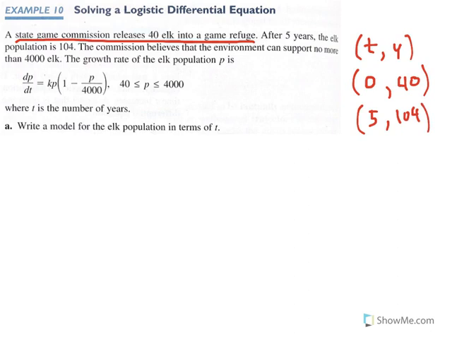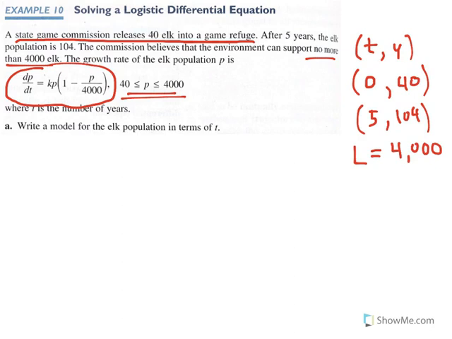The Commission believes that the environment can support no more than 4,000 elk. That is called the carrying capacity, the limit of the elk population that is sustainable. So that is L. The growth rate of the elk population P is given by this logistic differential equation when the population is between 40 and 4,000, where T represents the number of years. Write a model for the elk population in terms of T. In other words, write the logistic equation.